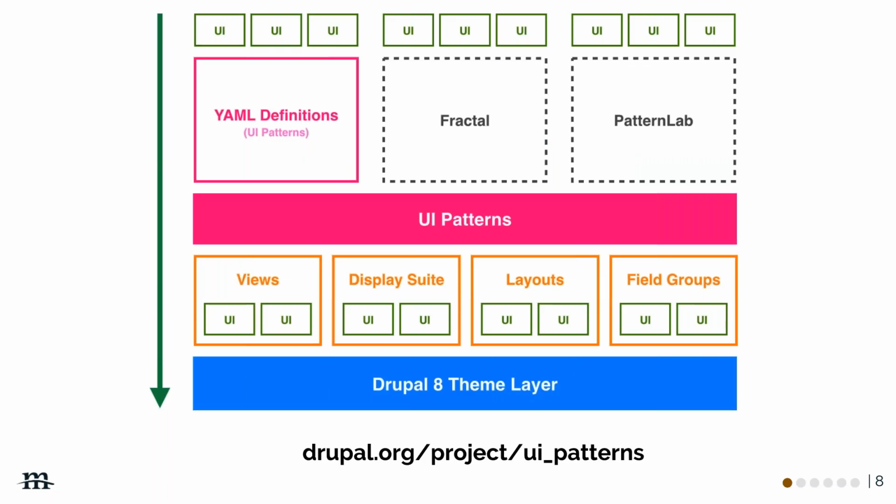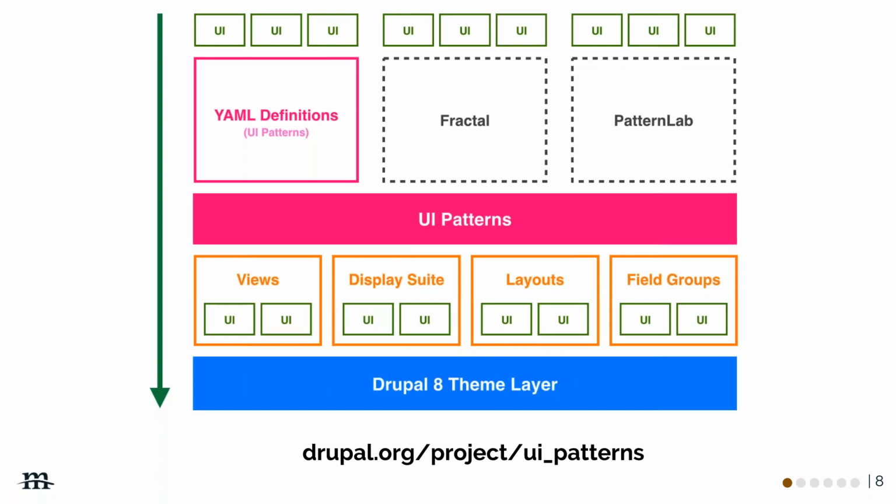So UI Patterns, if you don't know, is a module that allows you to convert any pattern or component that you build into a Drupal plugin that Drupal is fully aware of, that can be used pretty much anywhere within Drupal. And the advantage of this, as opposed to the way we've been building component sites, is that Drupal is fully aware, and we can take advantage of everything that Drupal has to offer when it comes to a plugin.